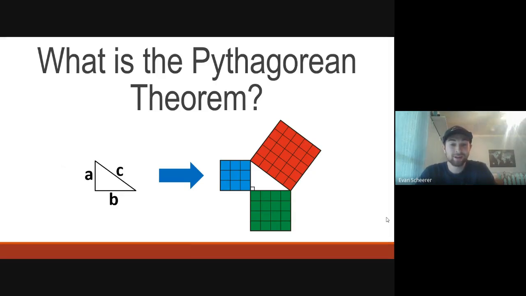So that means the area of the two smaller squares will equal the area of the bigger square, which in essence, each side length is A, B, and C. So then we get A squared plus B squared equals C squared. That's the formula for the Pythagorean theorem.